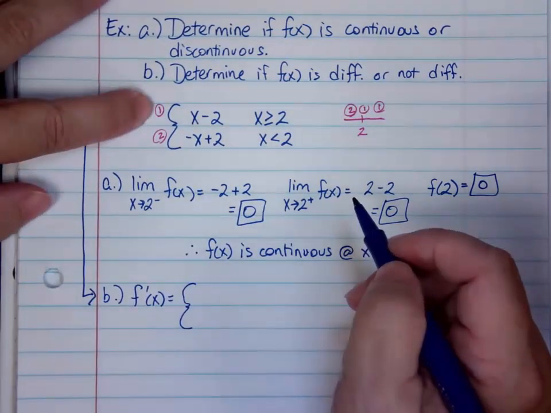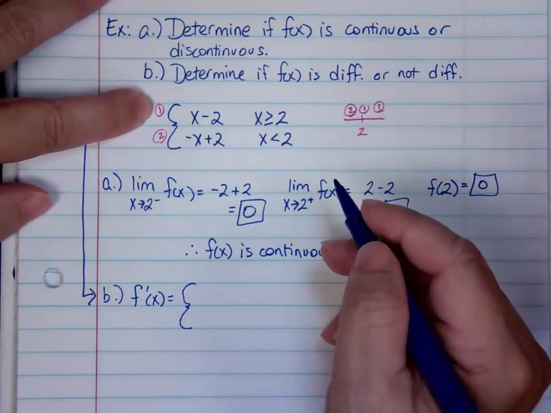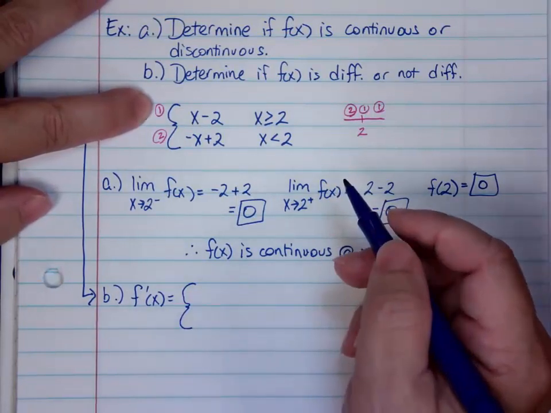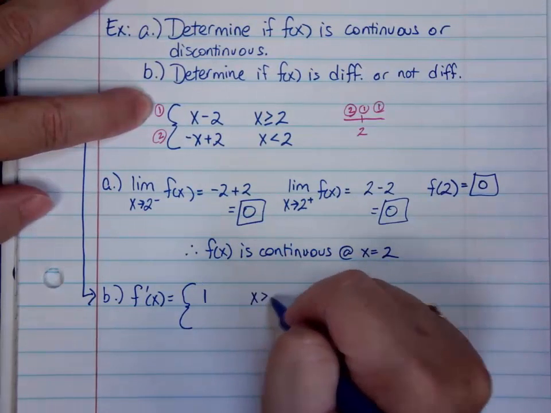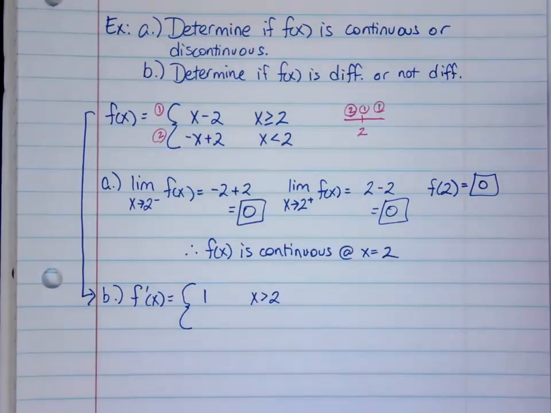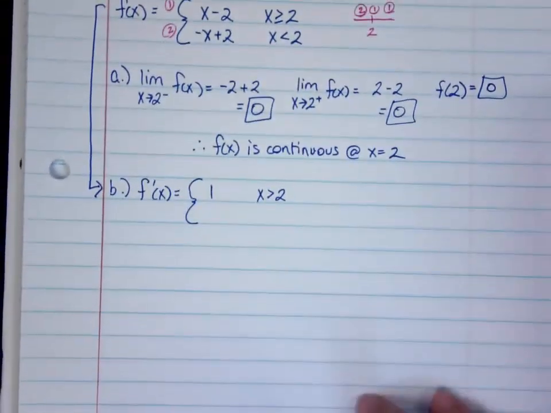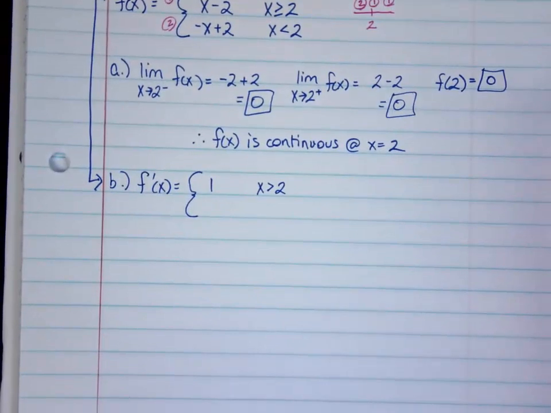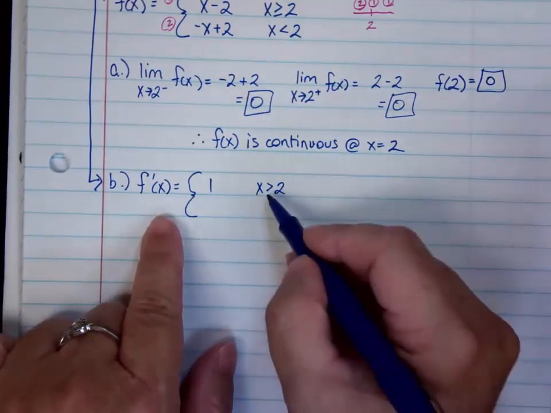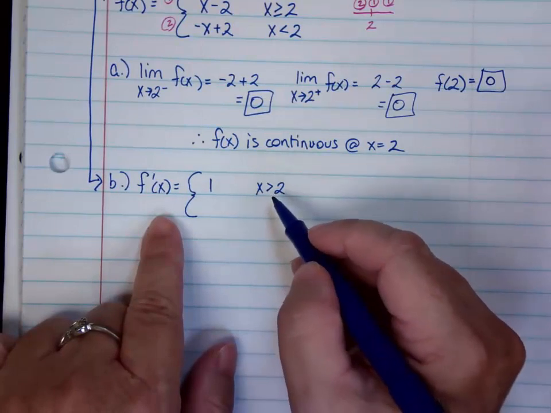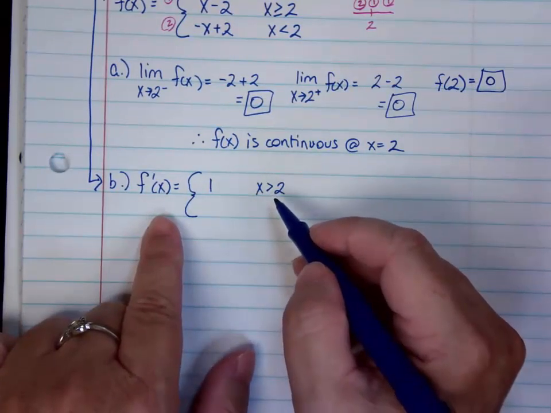What is the derivative of the first equation using the shortcut? It's just 1. And we write x is greater than 2 but not equal to. Very important that it's just greater than, and I'll tell you why in a minute. I don't know if there is a slope at 2. If you put an equals there, you're telling me there is a slope at 2. Because I don't know yet.